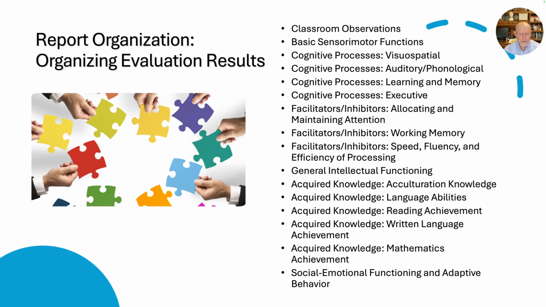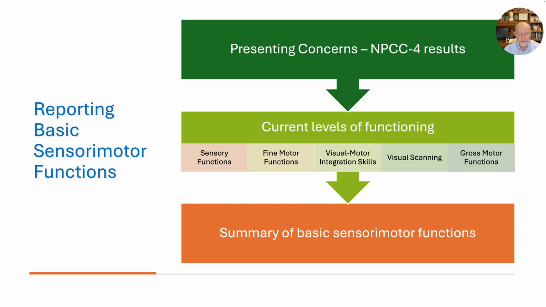And it's important to know that based on the referral question, you can turn on and turn off any of these sections. And then finally, this is how things are dealt with in the PsychWriterPro: we use the Neuropsychological Processing Concerns Checklist, 4th edition. It's optional, but I would highly urge you to use that to identify the presenting concerns from the teacher and the parent. And then you actually collect samples of behavior to validate those concerns. And then you write an overall summary, and then you repeat that same thing over and over again.